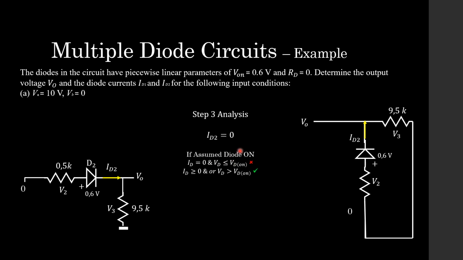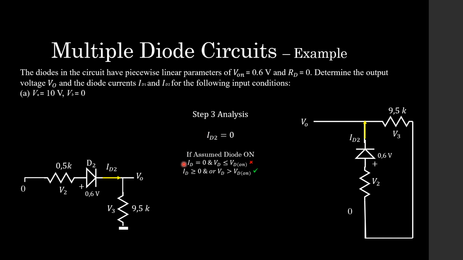So with step 3's analysis, we find that ID2 is equal to 0 because the voltage source that was here is 0. So that means we actually have no source in the circuit, which means no current ID2 is going to start flowing anywhere. So ID2 is equal to 0. And if we look at the assumptions, because we assume the diode is on, if the diode current is equal to 0, then our assumption is incorrect.